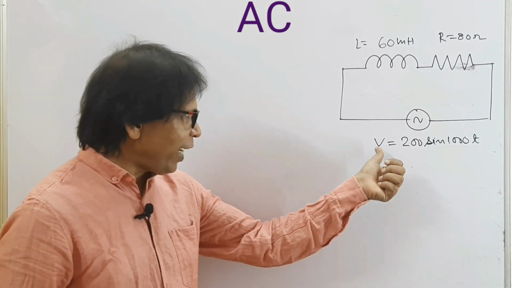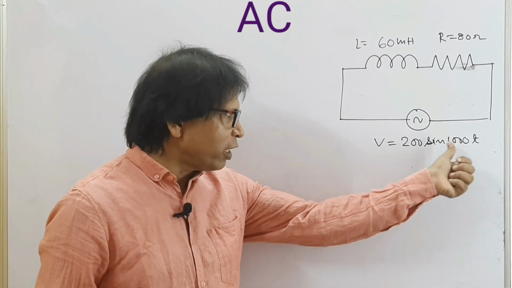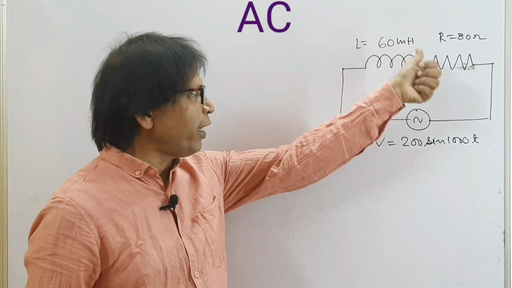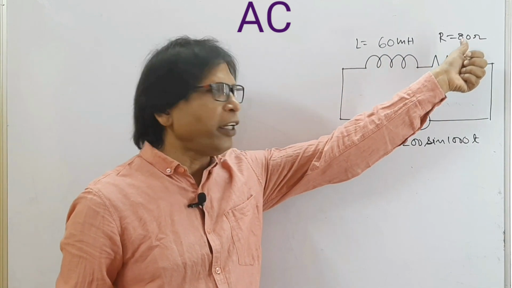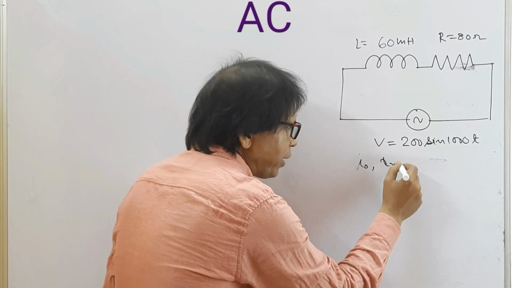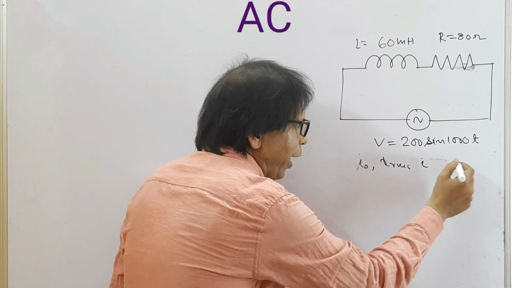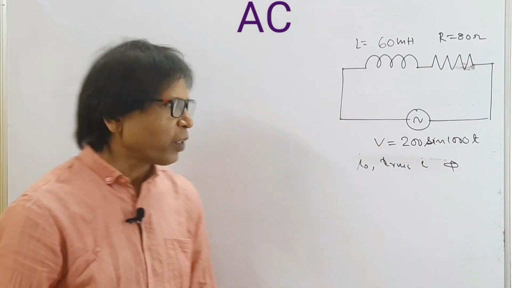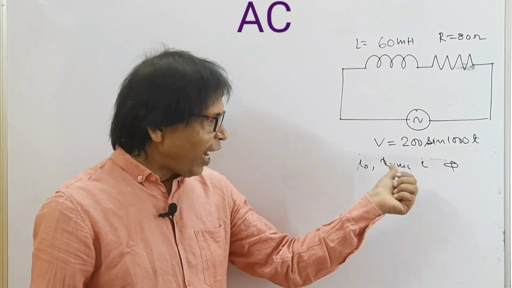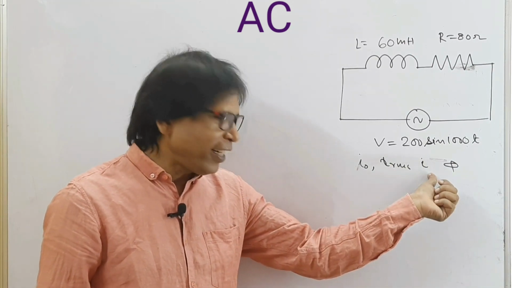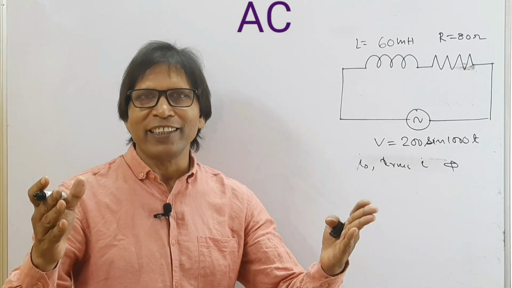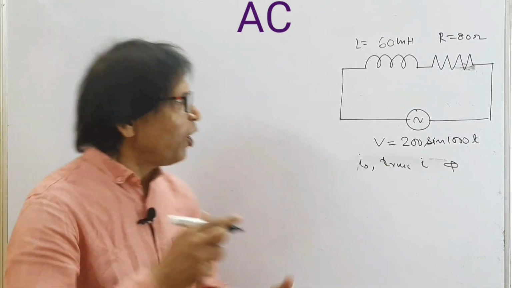Now look at this. The AC voltage 200 sin 1000t is applied to an inductor of 60 millihenry and a resistor of 80 ohm. Now we have to calculate I naught, I RMS, instantaneous current, and phi. That is, we have to calculate the peak value of current, RMS value of current, instantaneous current, and phase difference between current and voltage. Now let's start.